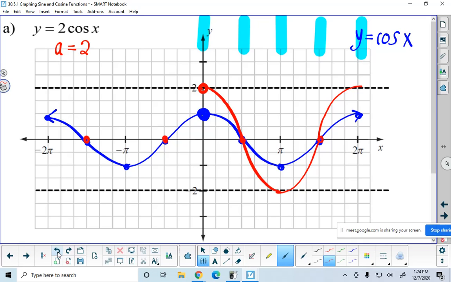And if you wanted to, you could certainly put in another cycle on the other side. Don't worry if your graph doesn't look nice and smooth. If it looks all pointy, that's okay. So that's what the graph looks like.